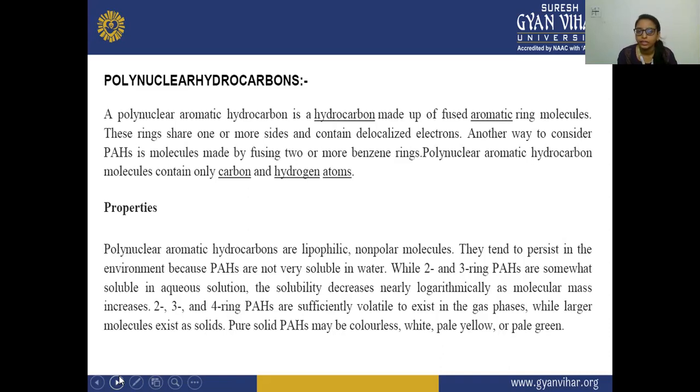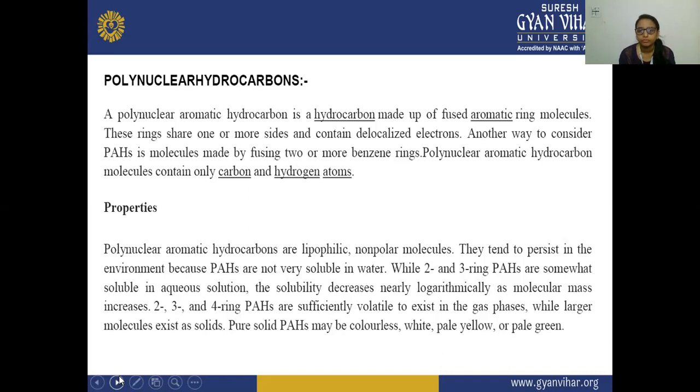One or more aromatic rings that are fused together form this polynuclear aromatic hydrocarbon. These are also sharing one or more sides, means they are fusing from one side or another side, and also containing delocalized electrons. Means there is also resonance happening in this polynuclear hydrocarbon, because they contain these aromatic ring molecules. Another way to consider PAH is molecules made by fusing two or more benzene rings. Polynuclear aromatic hydrocarbon molecules contain only carbon and hydrogen atoms.